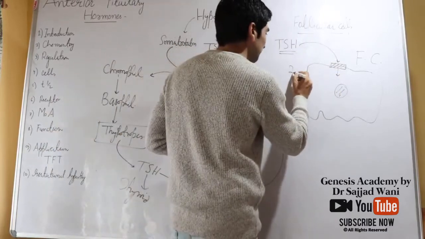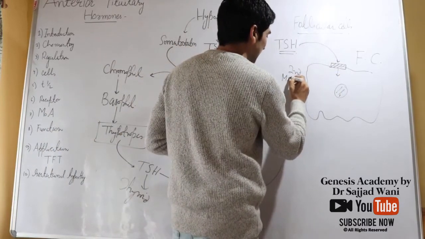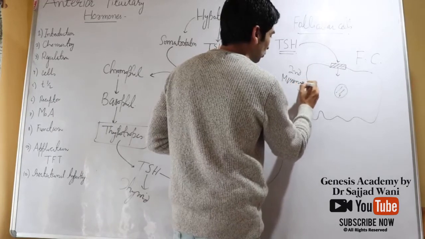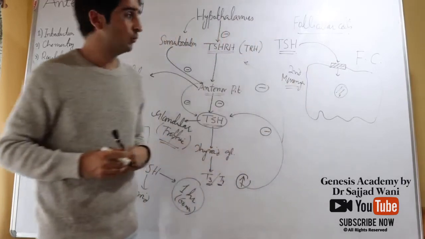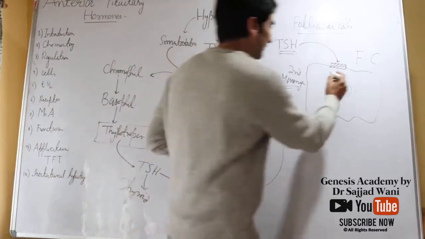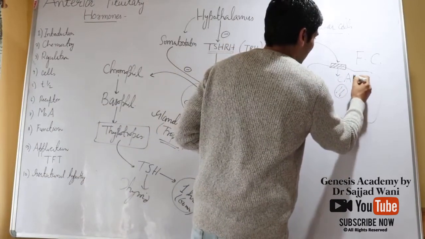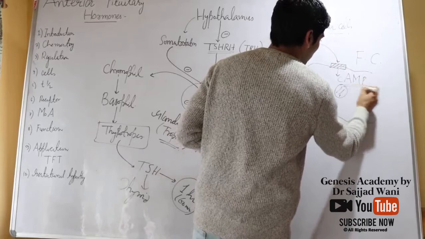I have already told you in previous lectures that some hormones act through second messengers. So thyroid stimulating hormone is one of the hormones which acts through the second messenger, and here the second messenger is cyclic AMP, cyclic adenosine monophosphate.